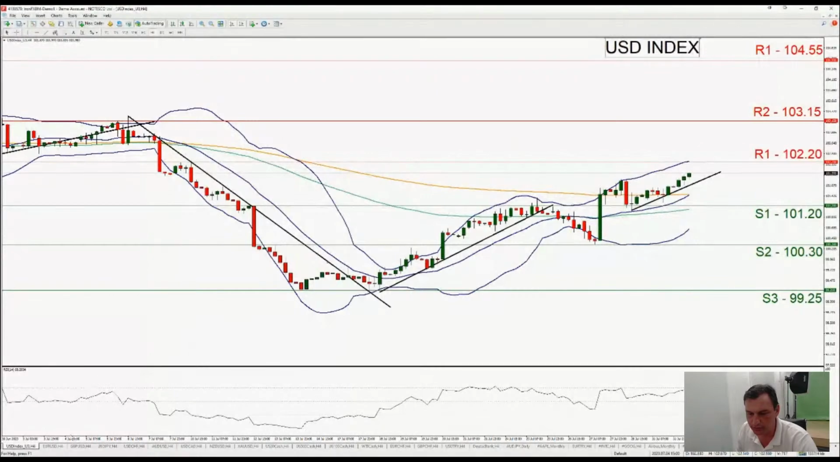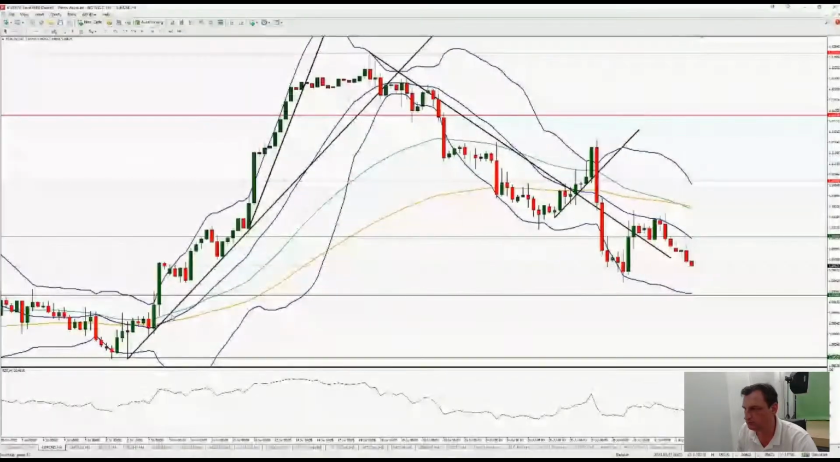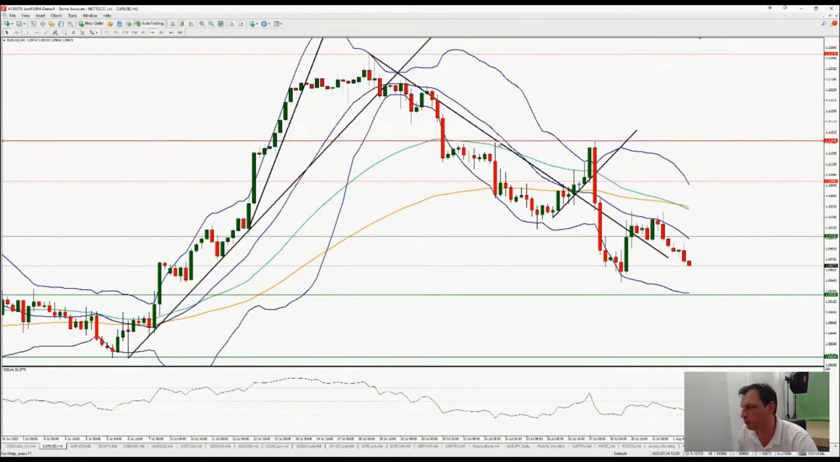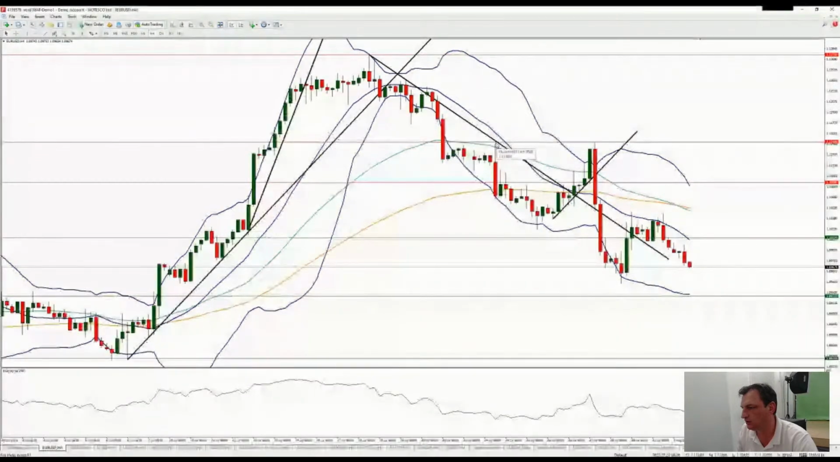Let's have a look at Euro USD. Now, Euro USD could be recalibrated substantially here. And definitely we're going to be widening the levels a little bit.